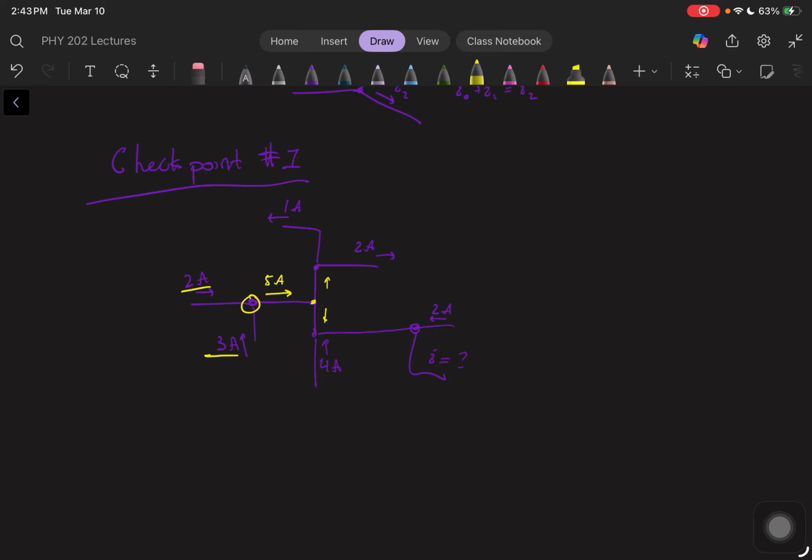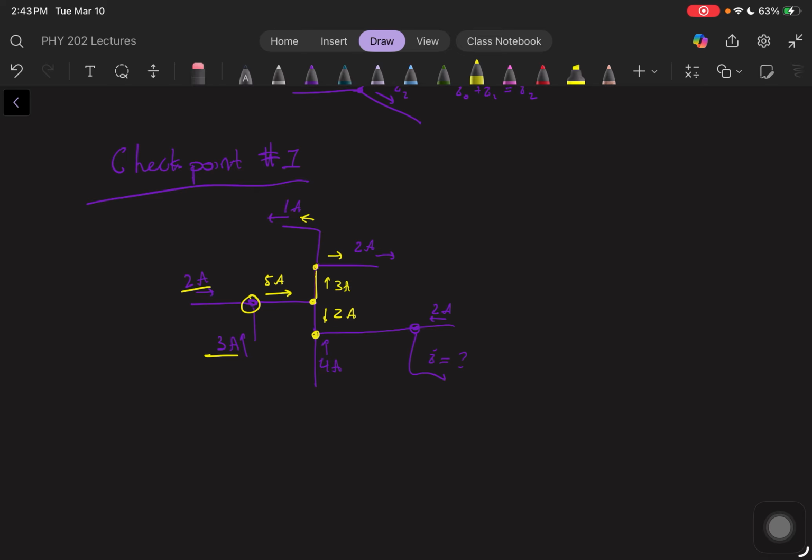So if we look, we have 2 amps going this way, 1 amp going this way. That means 3 amps must be going into this junction. And so this leg right here must have 3 amps going up through it. And then if we have 5 amps going into this junction, 3 amps leaving upwards, that means 2 amps have to go down. Okay? And so then we get to the next junction.